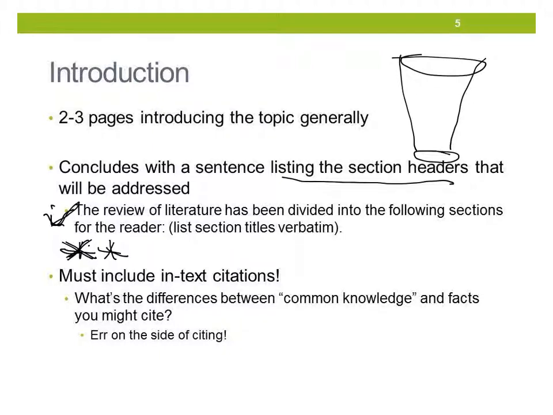The other part students tend to forget in the introduction is that even though it is an introduction and it is going to have general information at the higher part of the funnel, it does have to include in-text citations. And make sure that you recognize the difference between common knowledge and facts that you might cite. In general, there is very little information that you don't have to cite in a review of literature. The purpose here is to show that you have read other articles and you can talk cogently and smartly and succinctly on those other articles, so you have to cite them.